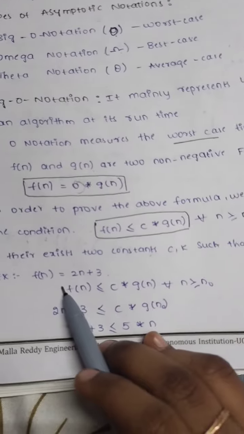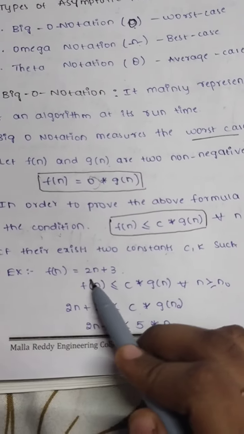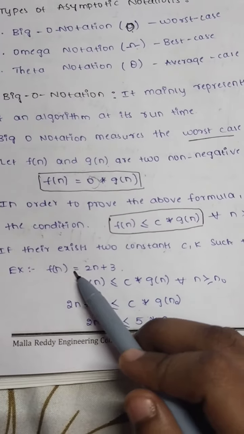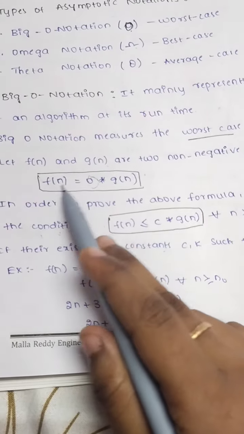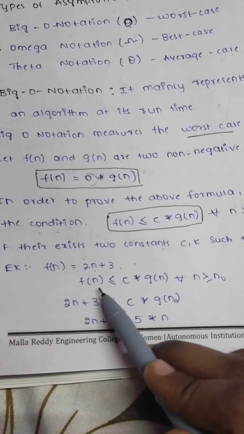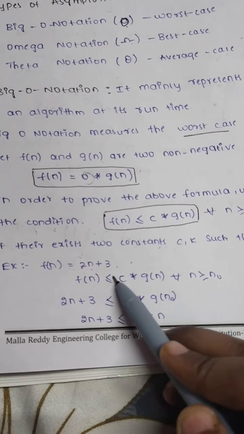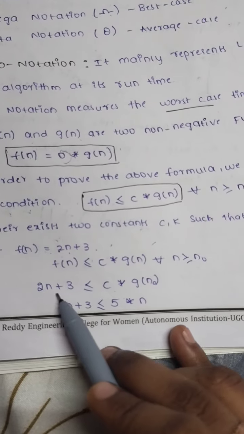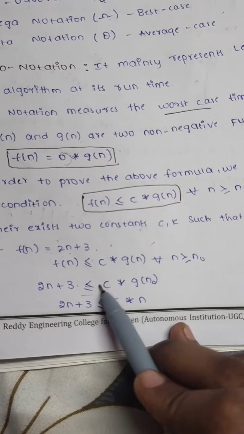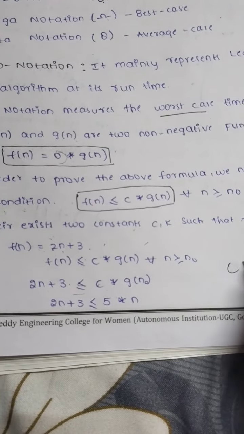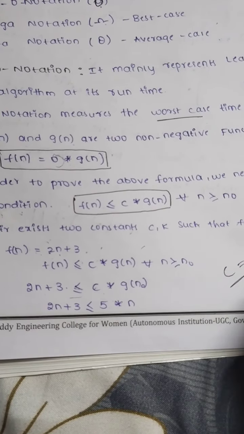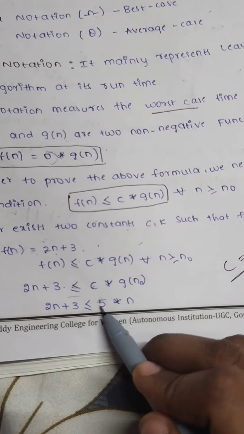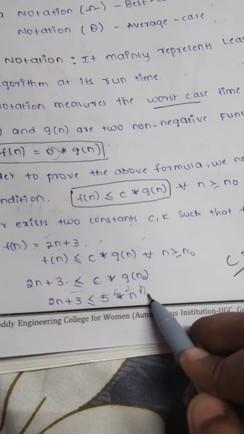So the example we are taking here: f of n equals big O of g of n, where f of n is 2n plus 3. Taking the formula f of n less than or equal to c into g of n, 2n plus 3 is less than or equal to c into n. Here we take c as 5, so 2n plus 3 is less than or equal to 5 into n.